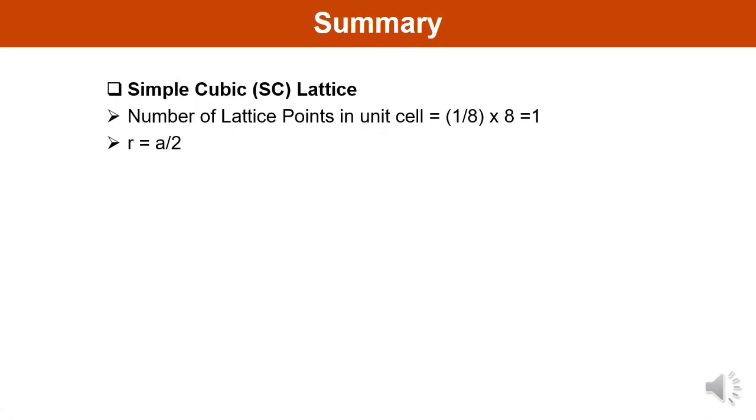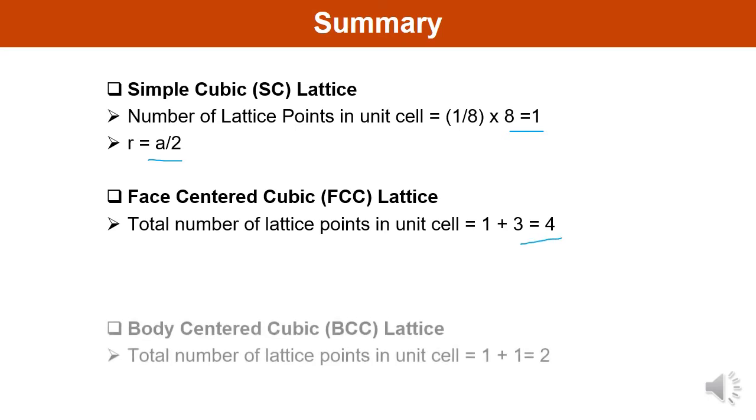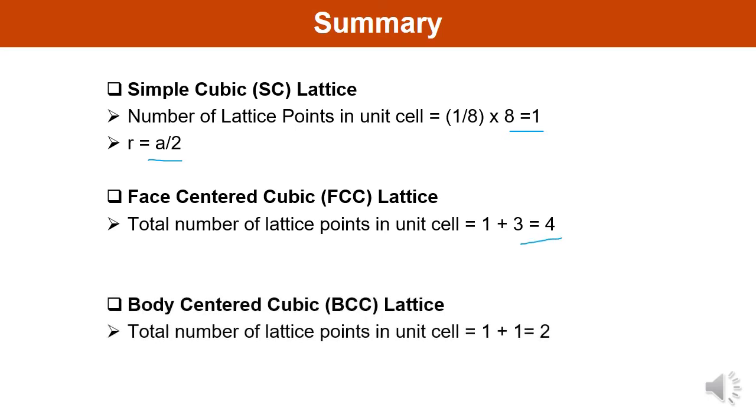In today's class, I just wanted to summarize what you have studied. You have studied the simple cubic lattice, where the number of lattice points per unit cell is 1 and R is A by 2. In the face-centered cubic lattice, the number of lattice points in each cell is 4. For the body-centered cubic lattice, the number of lattice points per unit cell is 2. Remember all these formulas and how to calculate them, because this is a very important question. You may be asked in a number of examinations, and in mathematical cases some values may be given to you and you have to calculate the required parameter.